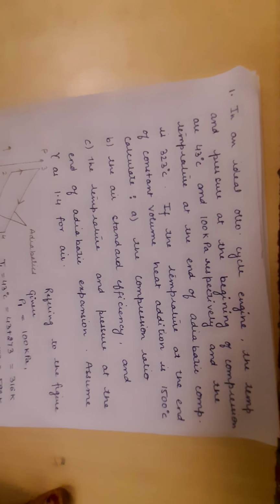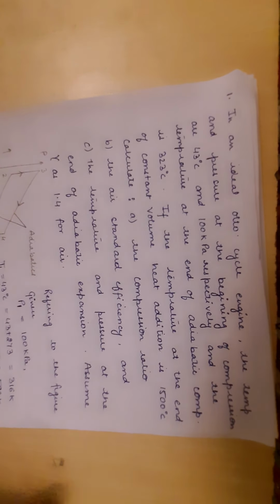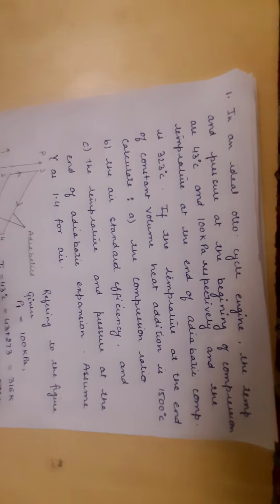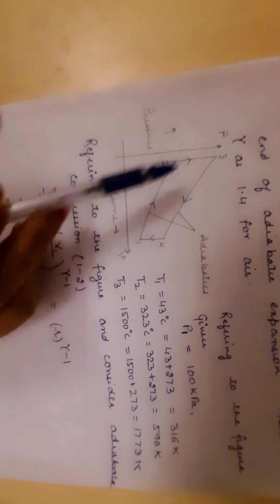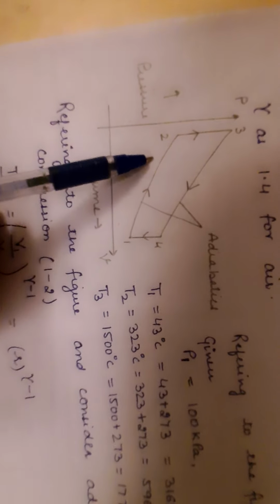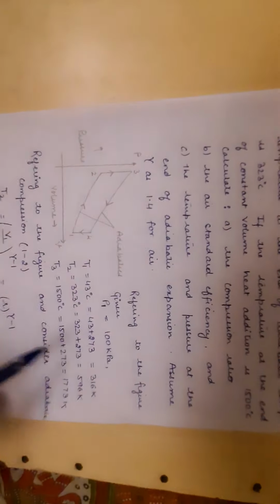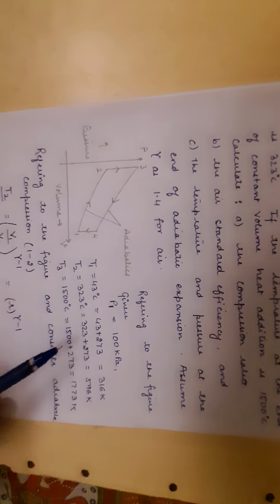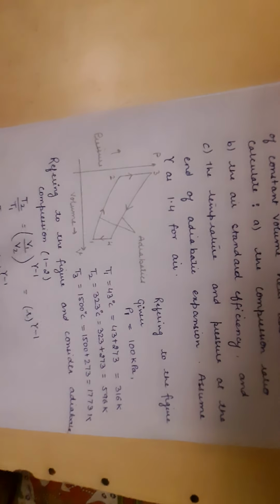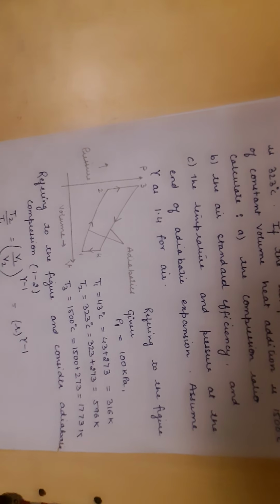We will be assuming gamma as 1.4 for the air. I have already drawn the PV diagram of the Otto cycle. You can see it here in the diagram. We will be mentioning the values which are already given in the question, and thereby we will calculate the different parts which are being asked, like the compression ratio, the air standard efficiency, the temperature and pressure, all these things.